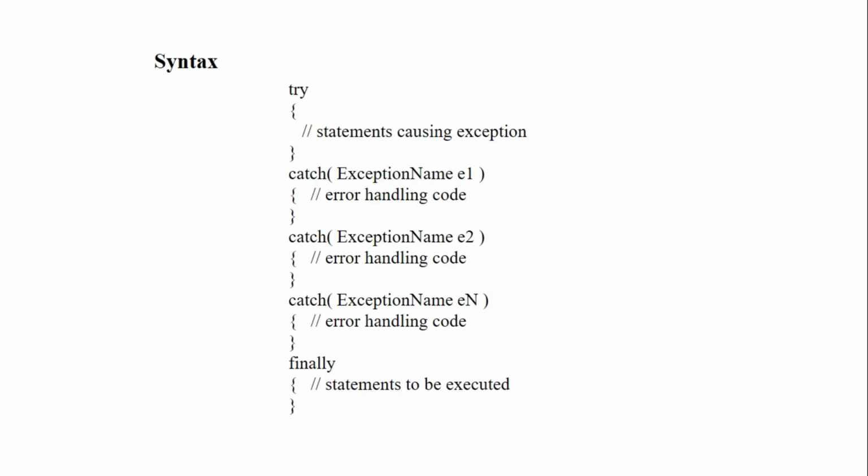Now let's see the syntax of exception handling. So first there is a try block. Inside the try block, these are the statements causing the exception. After the try block, there are a number of catch blocks with different types of exceptions. And after the catch blocks, the last block is the finally block, where the statements are executed. Now let's see the program of exception handling.